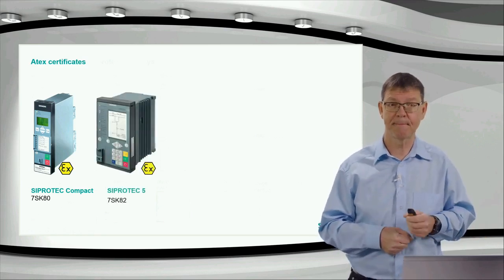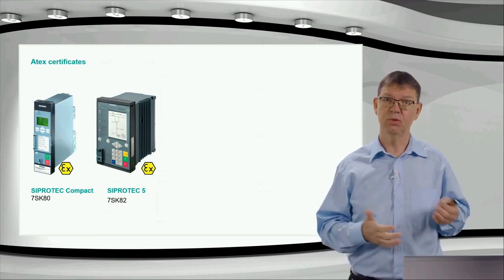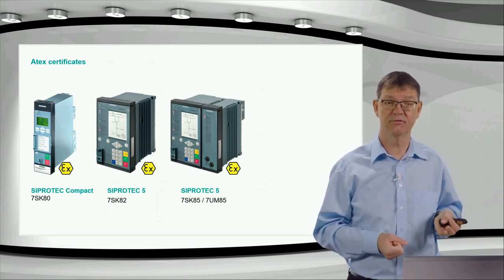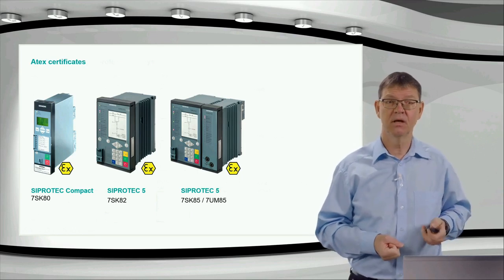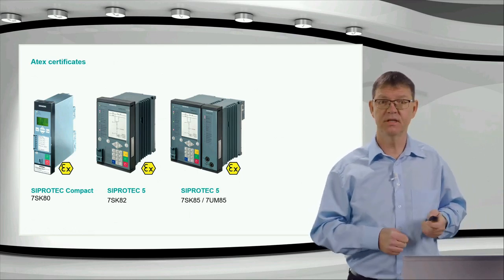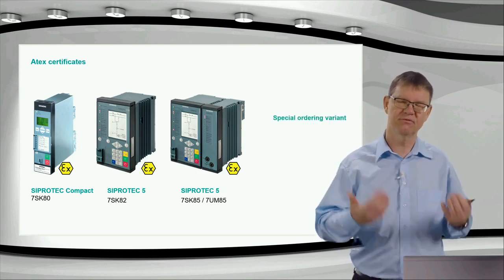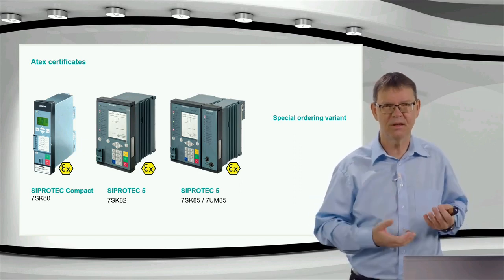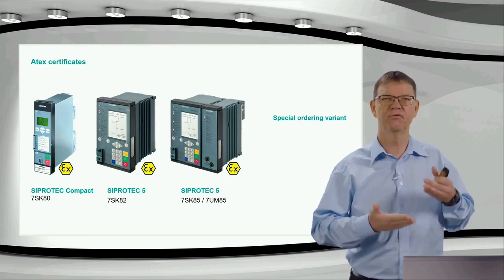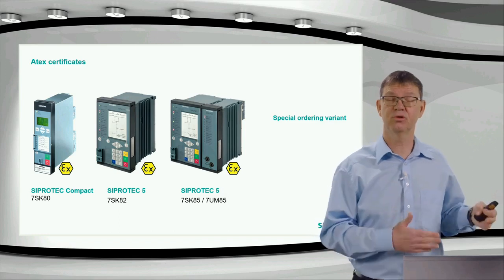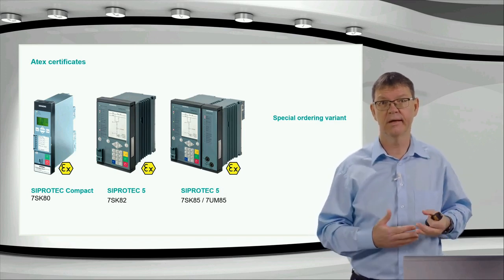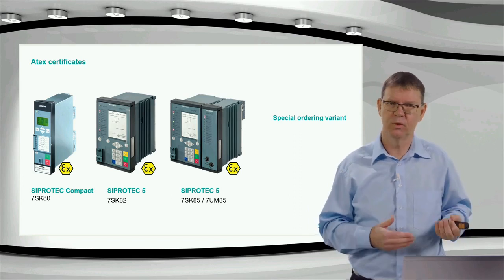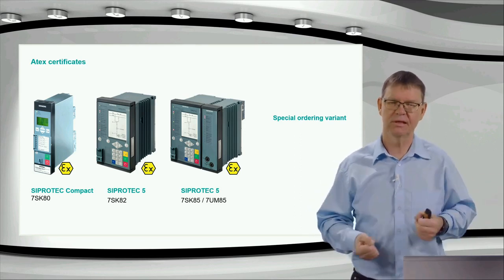And here we have an ATEX certificate. Then for the SIPROTEC 5 non-modular devices, we have the 7SK82. And for the modular devices, the 7SK85 and the 7UM85. Why do we limit ourselves to these three device types? Because the ATEX certificate is a procedure with a lot of effort, and there's also money behind. And we need to certify a certain firmware version and also a certain hardware version to get this certificate. And we have to prove that our relay has a certain outage rate, which is lower than a certain percentage. So there is still one level behind.